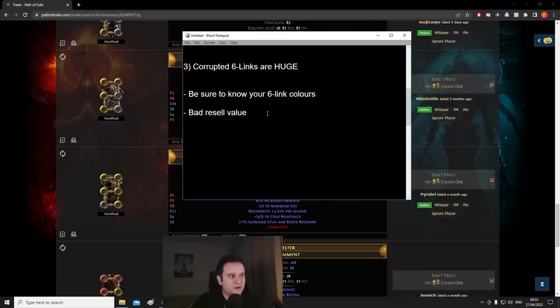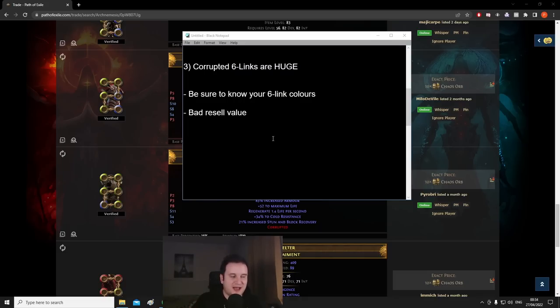Now, one downside of corrupted 6 links is that if you don't know what you want, if you don't plan out your build and you're like, oh, I need to use a different color, it might be a little bit awkward simply because Vaal Orbs are not that available at Leaguestart. So I would say if you're somebody who's experimenting at Leaguestart, don't do this. It might backfire actually.